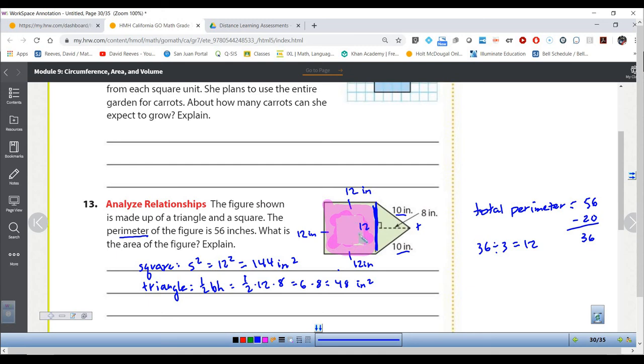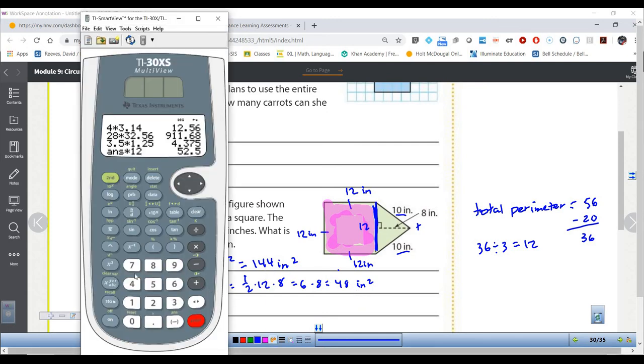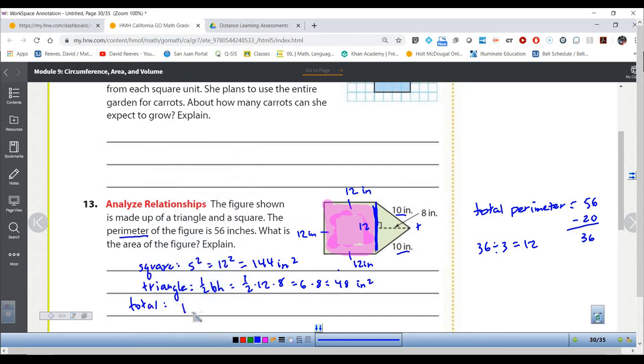The area of the square was 144. So for the total area, we have to add those two together. 48 plus 144. I guess it's okay to get out our calculator for this one. 48 plus 144. And when we do that, we get 192. 192 square inches is the total area.